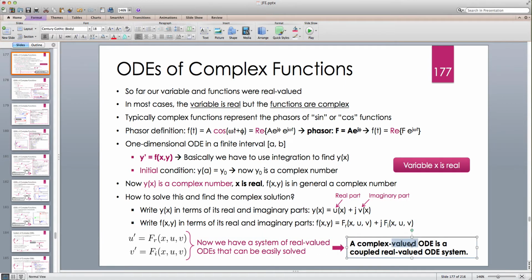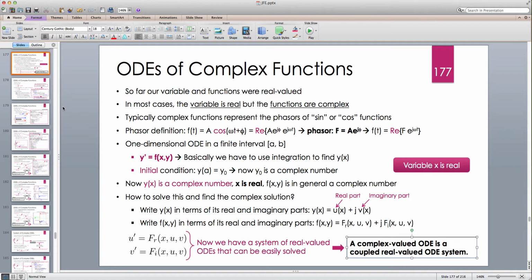So a complex valued ODE with a real valued variable. Remember, the variable is real. If the variable is complex, things get way more complicated because functions of complex variables behave completely differently from functions of real variables. Here we are still assuming that the variable is real. A complex valued ODE is a coupled real valued ODE system. That's the conclusion here. We already know how to solve this system of two equations for real valued functions, so the problem has already been solved. We have already solved the problem of solving complex ODEs of complex functions.